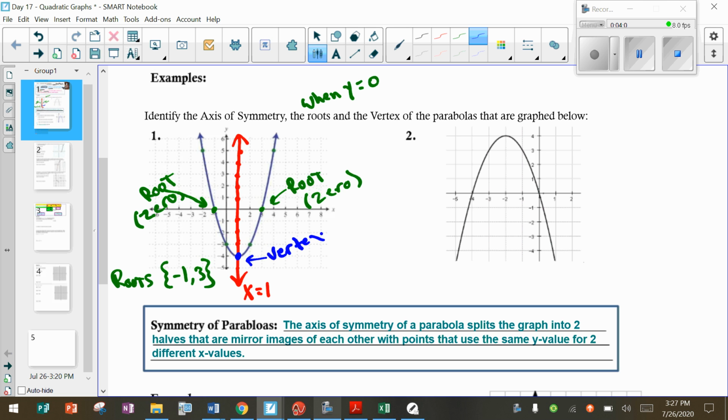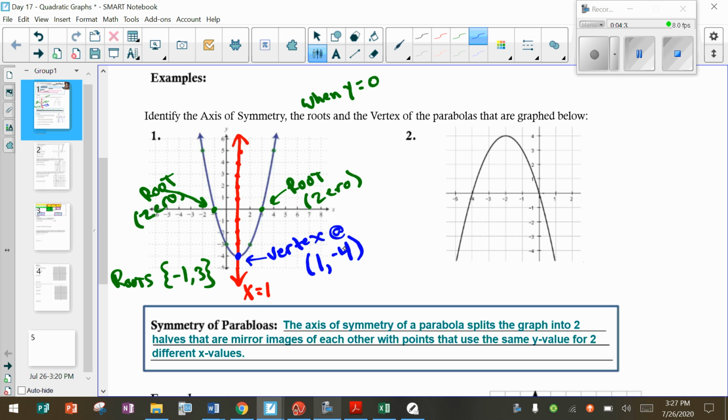The vertex is always on the line of symmetry. They always have the same x value. So if our axis of symmetry or line of symmetry has the equation x equals 1, that x value of 1 is the x-coordinate of the vertex. To find the y-coordinate, we can look at the graph here and see that the y value is -4, giving us the vertex point. Later, we'll use the equation to find the vertex point.